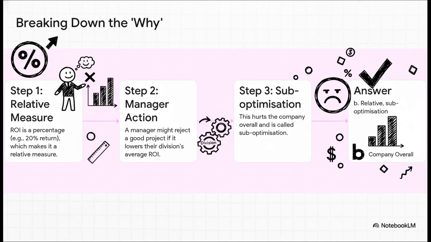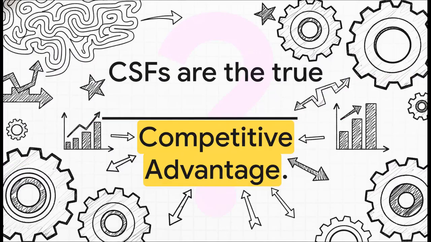So the answer is B. But why is it B? That's what gets you the marks. First, ROI is always a percentage, which makes it a relative measure. Now, because of that, imagine a manager whose division is crushing it with a 25% ROI. They might get offered a great new project that returns 20%. Now, that's a good return, but it would pull down their average, so they might reject it. And that decision, which is good for their division stats but bad for the company overall, is the textbook definition of sub-optimization.